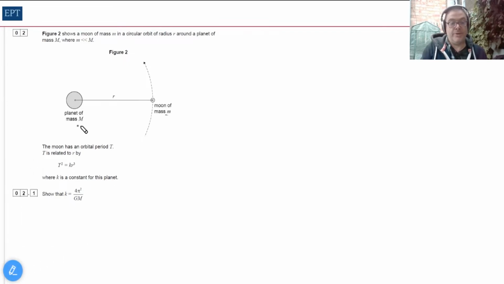We have a planet of mass M being orbited by a moon of mass small m. We know that there's a period T for the moon to go around the planet once. And we're told that if we square that, we get some constant times the radius cubed. And we've been asked to find out what is the value of that constant.